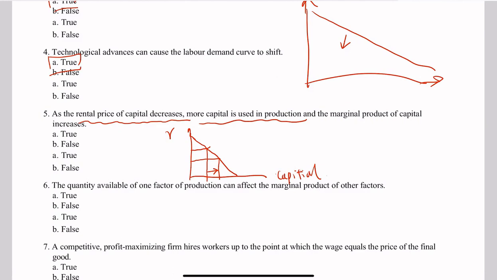And then it says the marginal product of capital increases. So this part is incorrect, because we know that as you increase the amount of capital in your production, the marginal product has to be decreasing, right? Because of the diminishing marginal product result we have discussed in previous chapters.